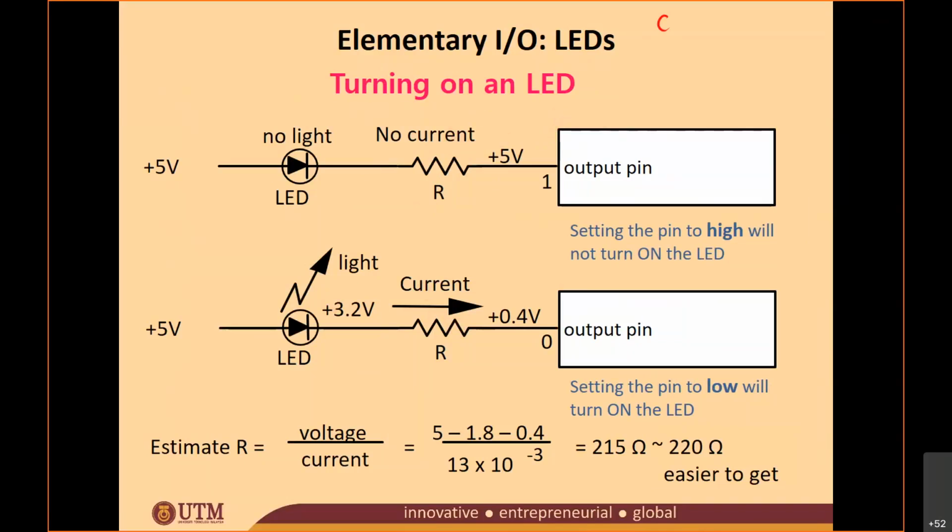So, common anode. For the common anode, all the anodes, which are all the positive terminals, will be connected to VCC. So this is your LED. All the positive terminals will be connected to your VCC, and the negative terminals will be connected to your output pin or to your port.